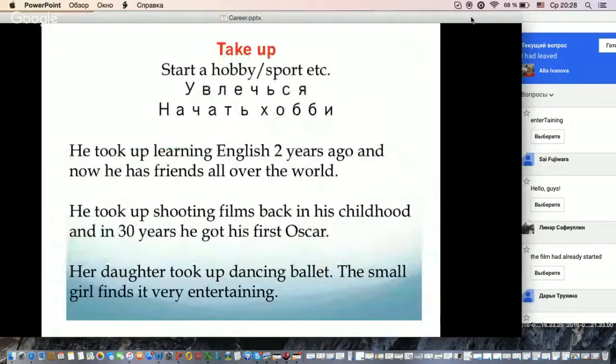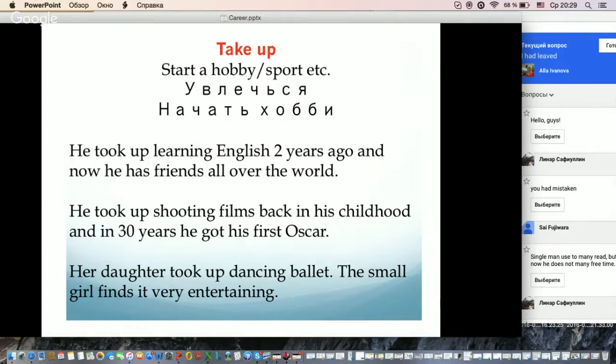He took up shooting films back in his childhood, and in 30 years he got his first Oscar. Он начал снимать фильмы еще в детстве, и в 30 лет он получил свой первый Оскар. Her daughter took up dancing ballet. The small girl finds it very entertaining. Now we can find here no misprints. Of course, we should use T instead of N, sorry. Ее дочка начала заниматься балетом, и маленькая девочка находит это занятие действительно увлекательным.